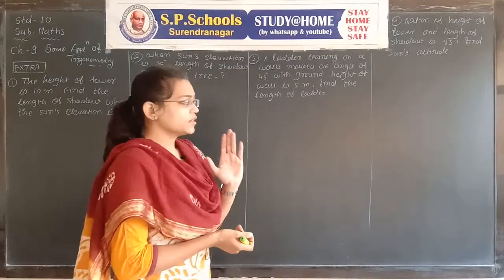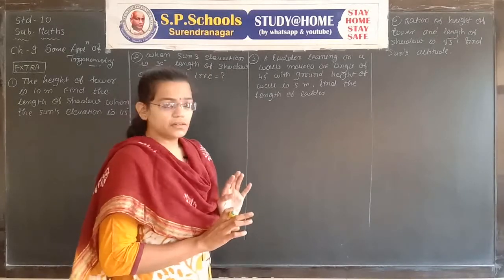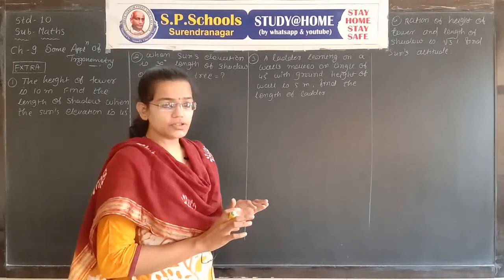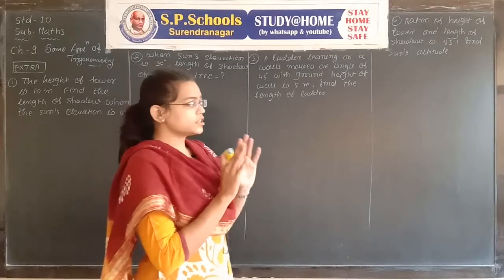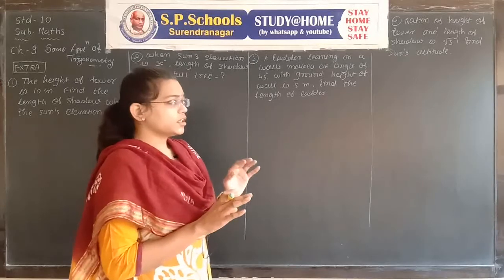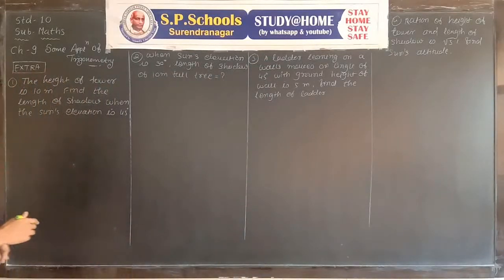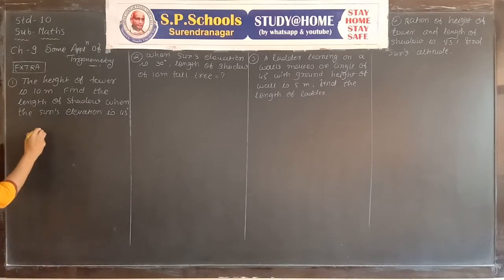Whenever we need to see the sun, we raise our hand so that the angle of elevation of the sun is made at our eye, with the object upside the horizontal line. First, we need to draw a figure. The height of tower is 10 meter. First, draw a tower which is 10 meter in height.